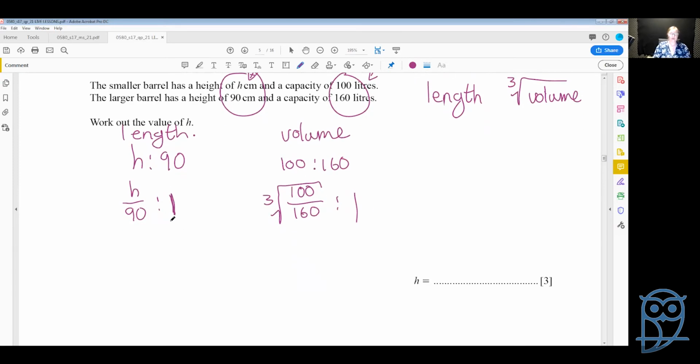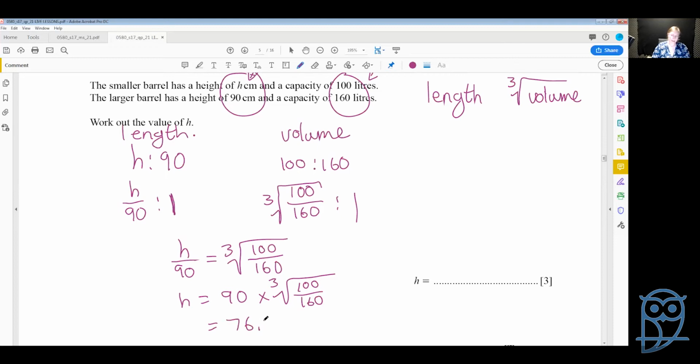Now, since we've got both to 1, we can equate these. So h over 90 must be the same as the cube root of 100 over 160. Okay. So our h is then going to be 90 times this whole cube root. So we put this in our calculators, and then we get 76.948 something centimeters.